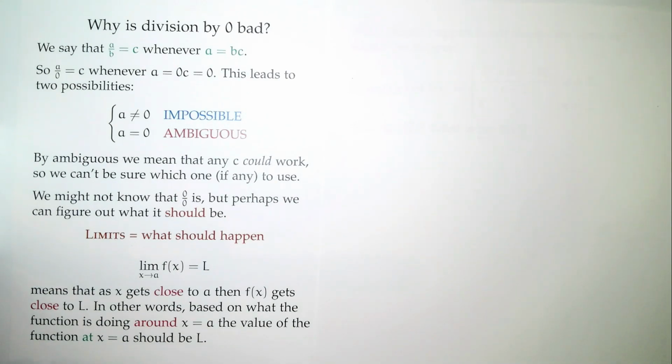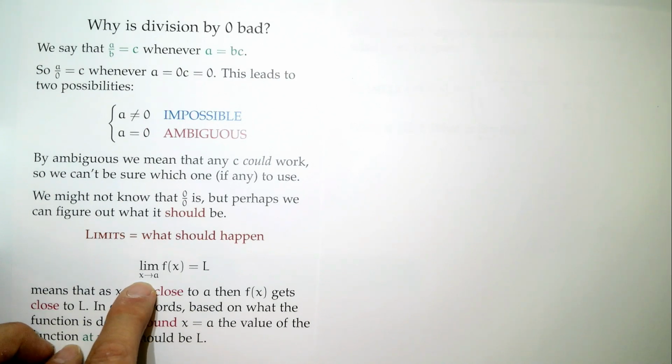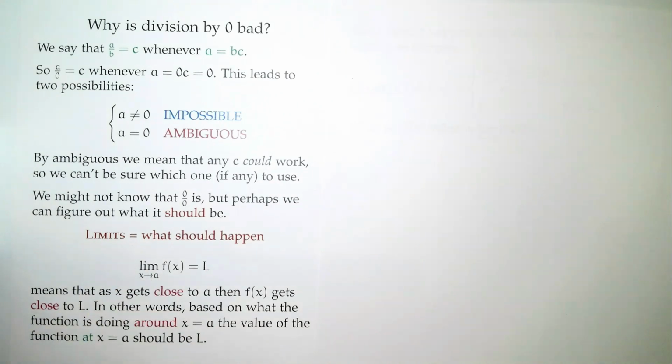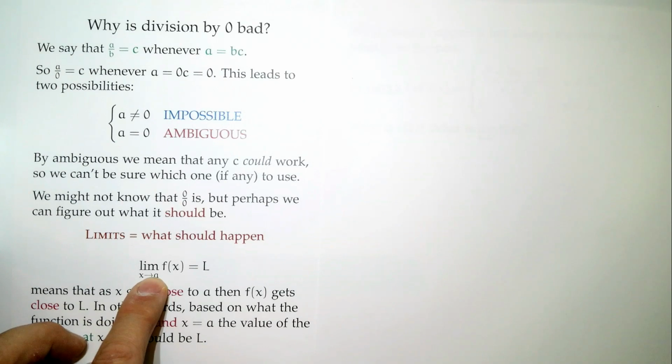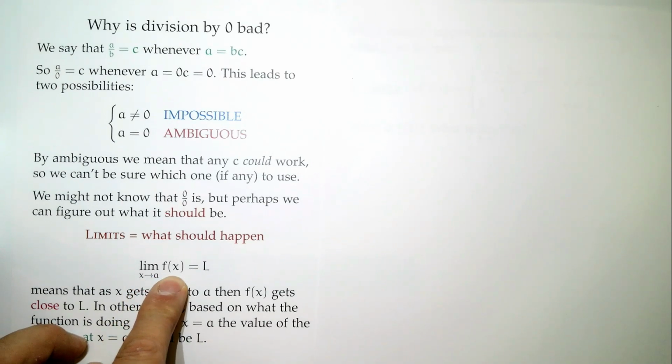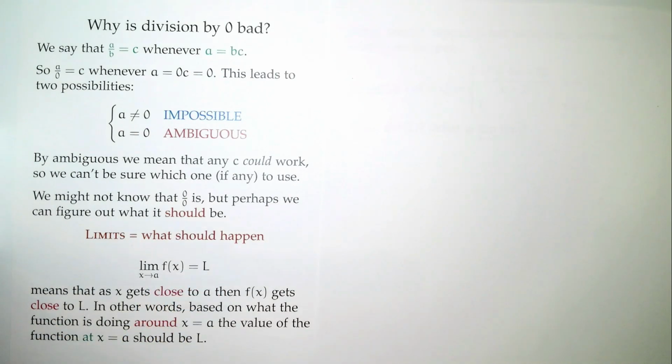So we have a notation here. Limit as x goes to a. So this is our variable. The x part is what's varying. And so we have x is varying, but it's getting closer to a, of the expression f of x, which depends on what x is, equal to L. So as x gets close to our value a, our expression f of x gets close to L.